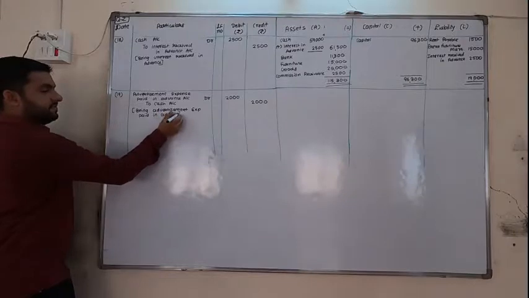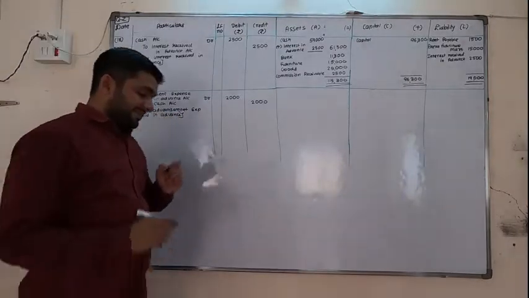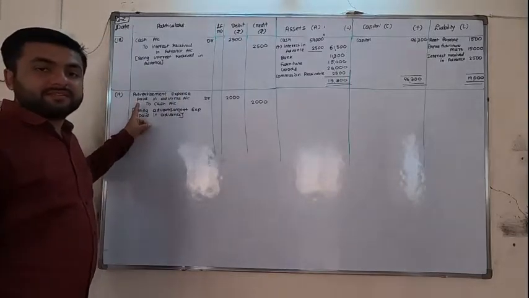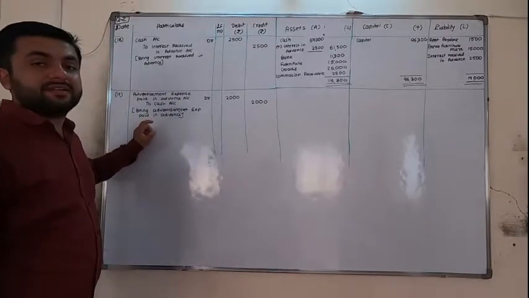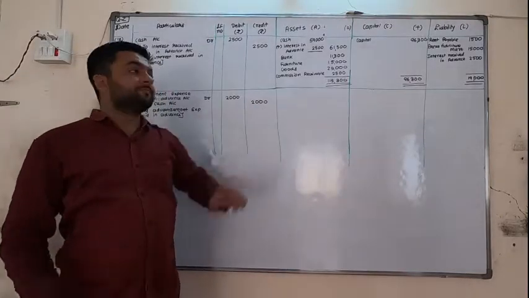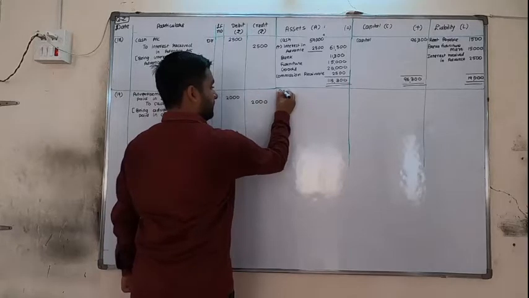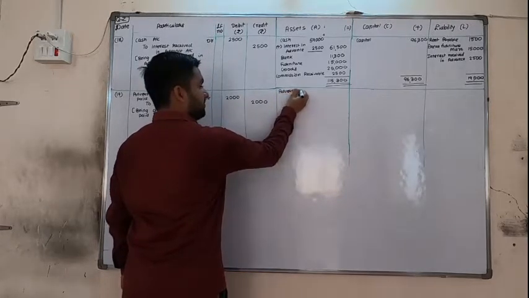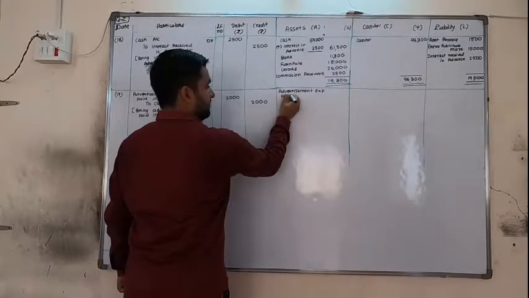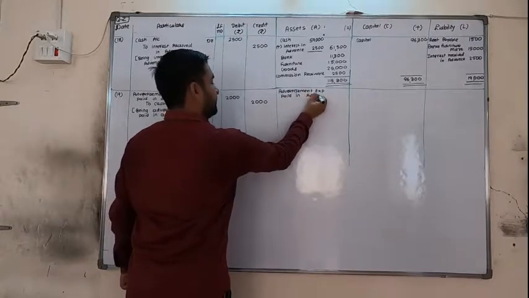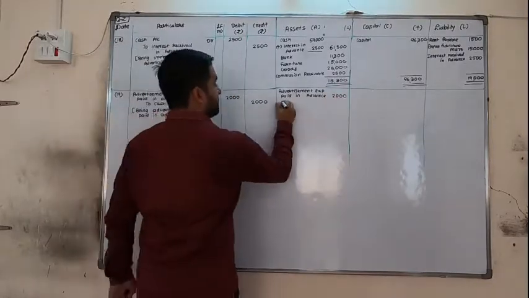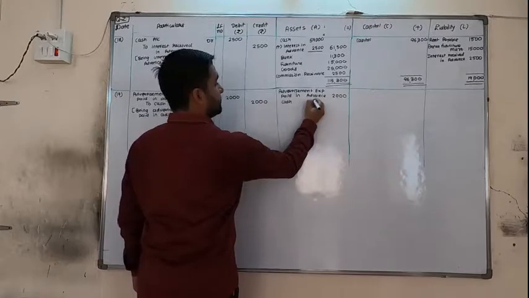paid in advance. Now, as I said, if it is not a normal expense, and if the words advance and so on are written, if it is debited, write it on the asset side. If it is credited, write it on the liability side. So advertisement expense paid in advance 2,000. We have paid cash for it, so cash is credited, so cash will go out.